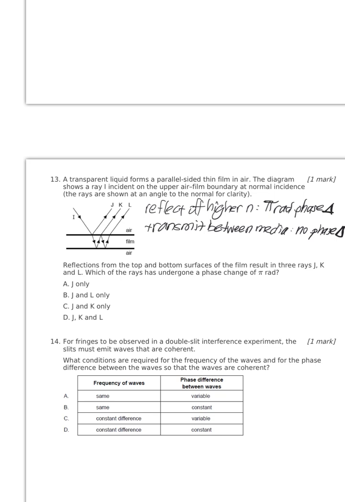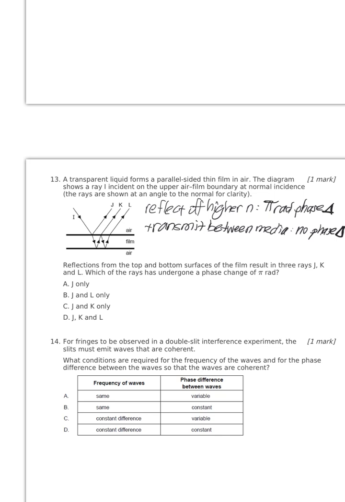But then as I transmits from air into the film, there's no phase change. And then on the bottom of the film is air. From film reflecting off of air, a lower index, there will be no phase change. Then ray K is what happens when the ray transmits from film back out into air. Transmission, no phase change. So K has not phase changed. And then L is the same business.